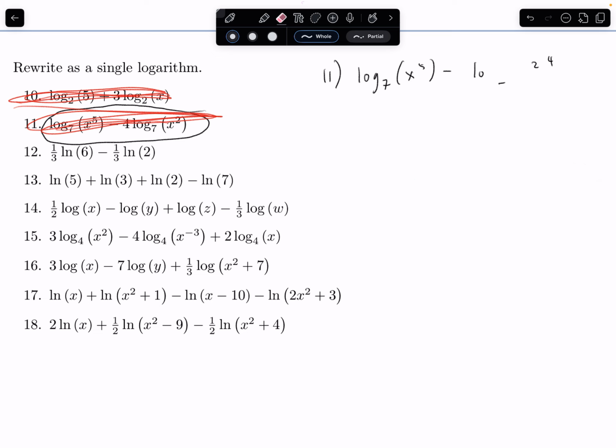Okay, that's why, how come things, they go good? Okay, let's go to number 12.